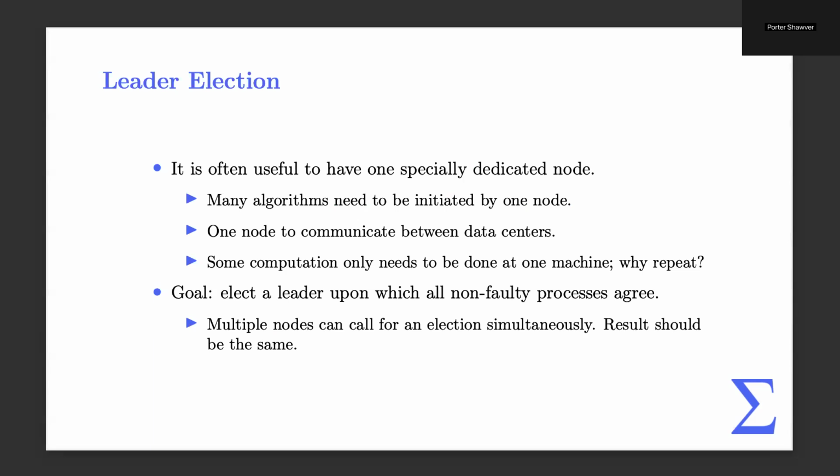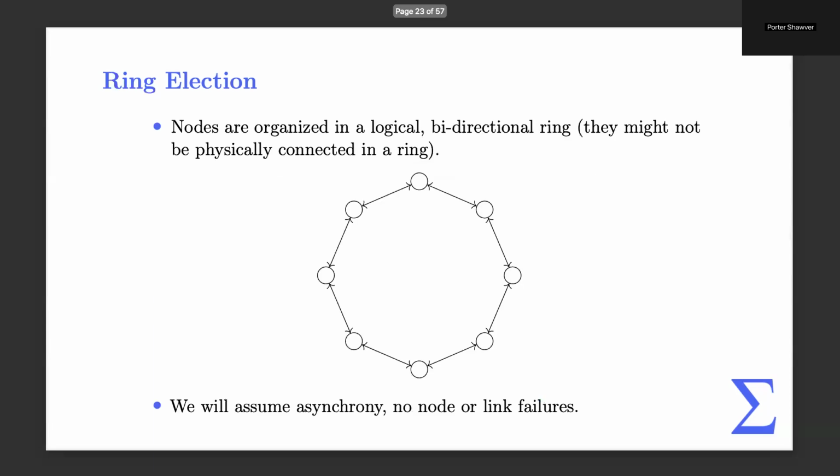And then just a little caveat: many different nodes could call for an election simultaneously, because this is a really complicated system. If we knew which one was going to start the leader election, we could just say that node is the leader, and then we wouldn't need an algorithm. So at any point, any node could say, okay, let's call for an election, and the result should be the same, or we at least should be able to come to some kind of consensus on who the leader is. Any questions with that?